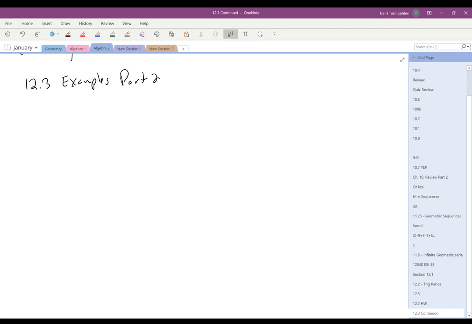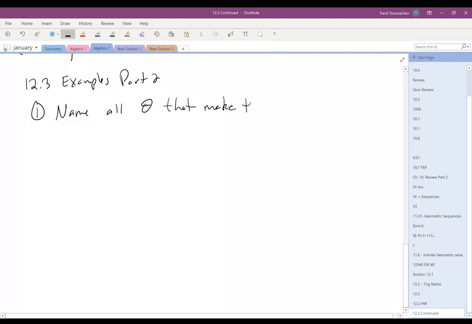So we just got a few more examples I wanted to go over. For this video, the first set of examples use this direction: name all theta that make the following true. Now, this is kind of different than what we've been doing, because now we're trying to find what angle measure is, given the ratios. This is something we're going to learn more about as we go through, but this is our first pass at being able to do this.